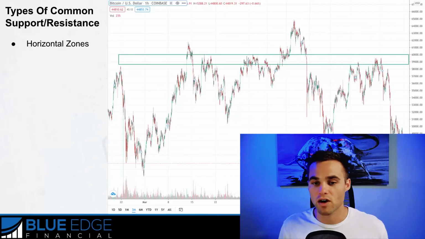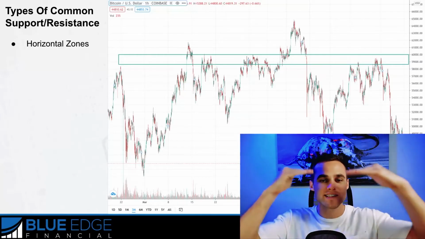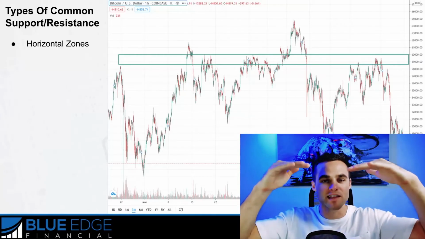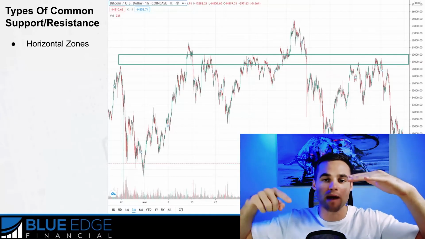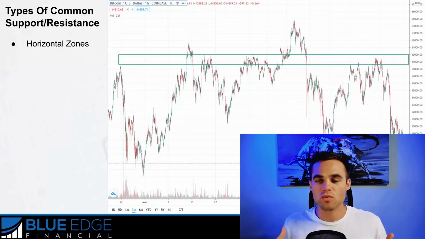What is support and what is resistance? If we take a look, support acts as like a floor that price tends to bounce off of, and resistance acts as like a ceiling that price tends to bounce off of and has trouble breaking through. So generally, these are also called key zones or key areas that you want to look for in trading. Essentially, they're areas or zones where price plays off of.